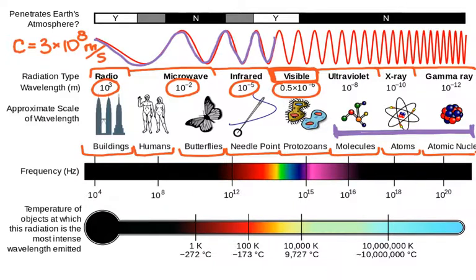So the frequency of the radio waves is 10 to the 4th hertz, and the beginning of microwaves is 10 to the 8th, and then it goes to 10 to the 12th at the beginning of infrared. In the middle of visible light we have 10 to the 15, 10 to the 16, and that's all in hertz, how many times per second you meet the peak of the wave. And gamma rays go to 10 to the 20th, so they have higher frequencies, and the waves that have higher frequency have more energy.